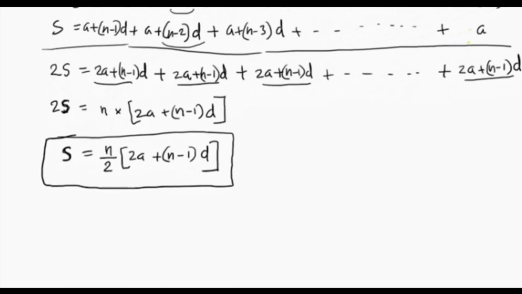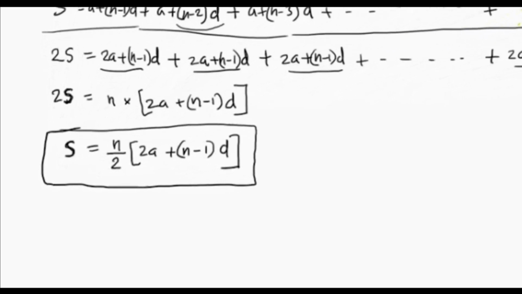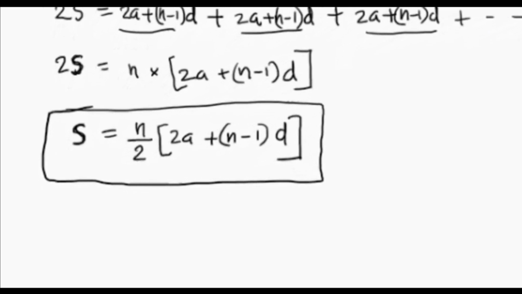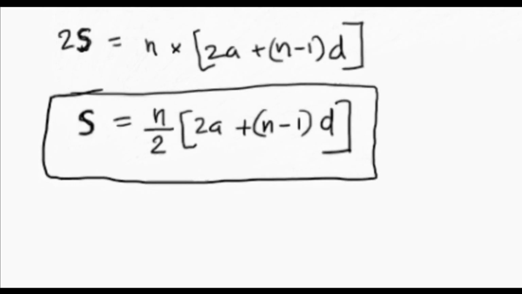So n minus 1 times the common difference is added to twice the first term. Then we want to take n by 2 times that sum. You will get the sum of the first n terms.